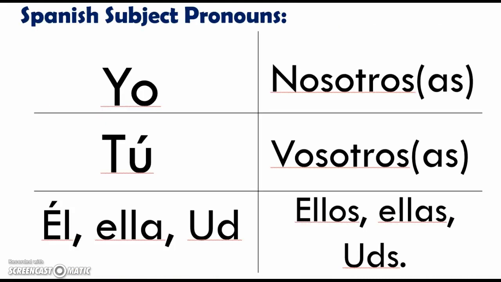No se olviden. You have to remember your subject pronouns. This is how we identify who we're referring to in Spanish. Yo, I, tú, you, él, he, ella, she, usted is you formal, nosotros, we, vosotros, you all in España, ellos, ellas, they, y ustedes, you all in Latin America.